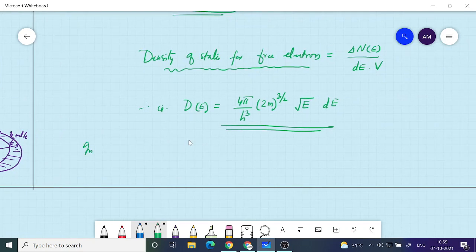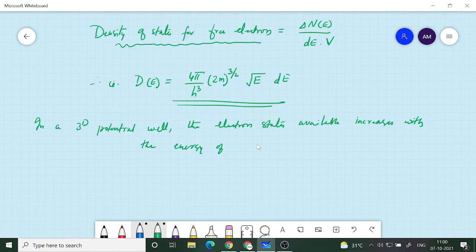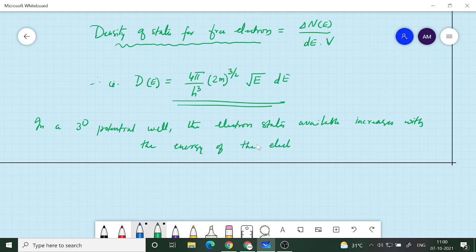So in a 3D potential well, the electron states available increase with the energy of the electron. So for a higher energy electron, you have more options for the electron to sit in different states. The electron states available increase with the energy of the electron. Okay, so now let's go to the crystal.